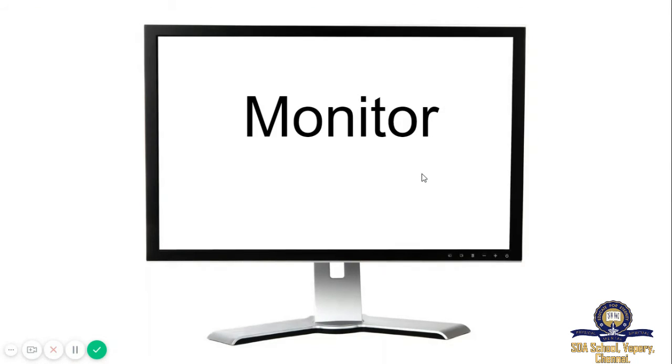Next, monitor. Now you asked the computer a question: what is 2 plus 3? How will the computer communicate with you? It has to either show you the answer through the monitor, or give you the answer on paper by printing it. So either way it has to respond, isn't it?